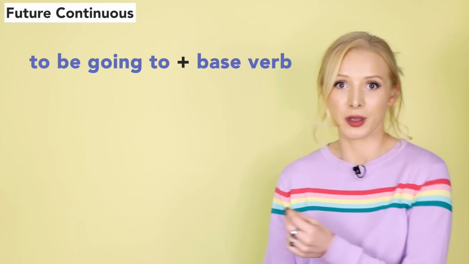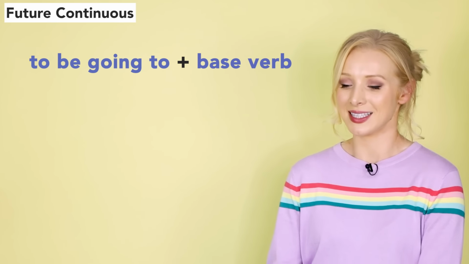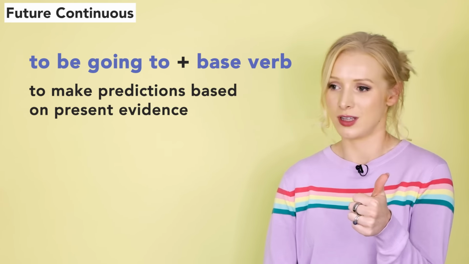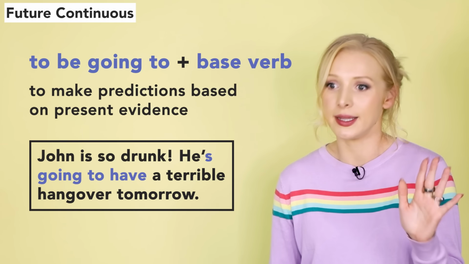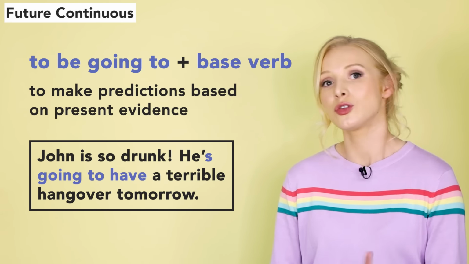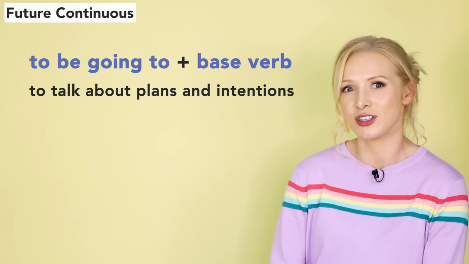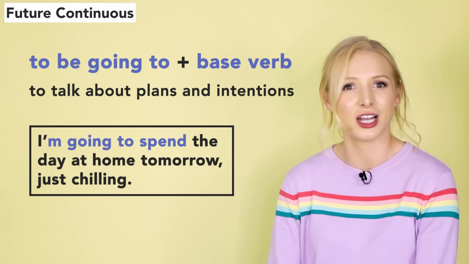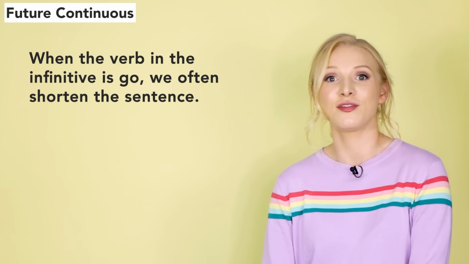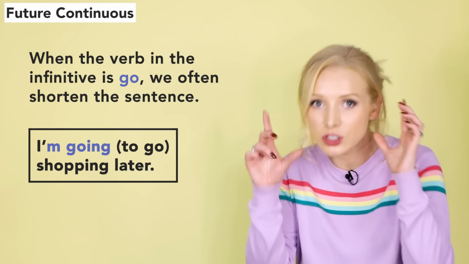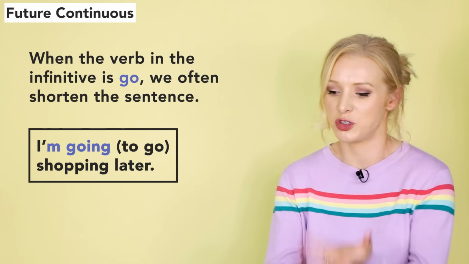We use to be going to in 2 main ways: to make predictions based on present evidence. For example, John is so drunk, he's going to have a terrible hangover tomorrow. Or to talk about plans and intentions. I'm going to spend the day at home tomorrow just chilling. When the verb in the infinitive is go, we often shorten the sentence. I'm going to go shopping later. We should get rid of to go.